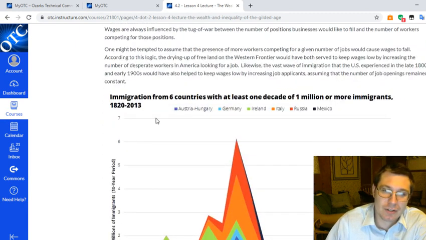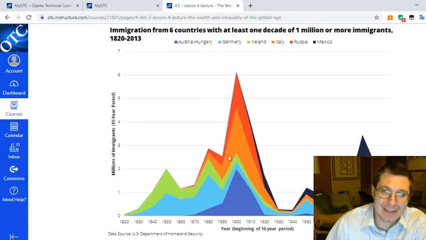And here's a graph showing immigration from some of the main countries where immigrants were coming from to the U.S. There's a big spike here in around the turn of the century in the late Gilded Age. Also, more recent spike of Mexican immigrants, although this has actually declined quite a bit in recent years. The years of the most rapid Mexican immigration were actually in the late 90s and early 2000s.